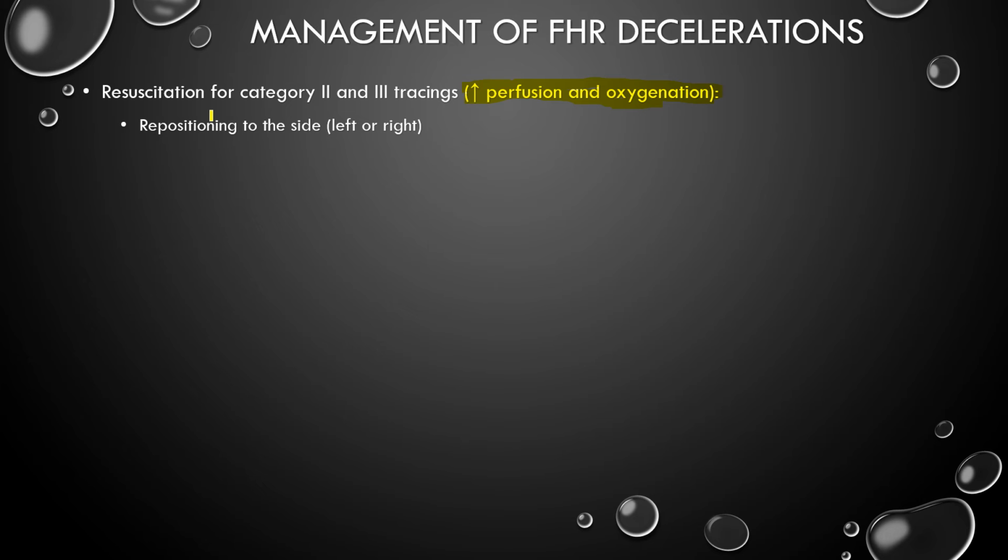So if you move the patient to the side, the uterus isn't compressing downward with gravity, and you can open up the blood flow. So you have decreased cord compression and increased placental blood flow as a result of the repositioning. So remember, that's what we want. We want more placental blood flow because a late deceleration and recurrent variable deceleration are all signs of major placental blood flow deficiencies. Also, oxygen via face mask.